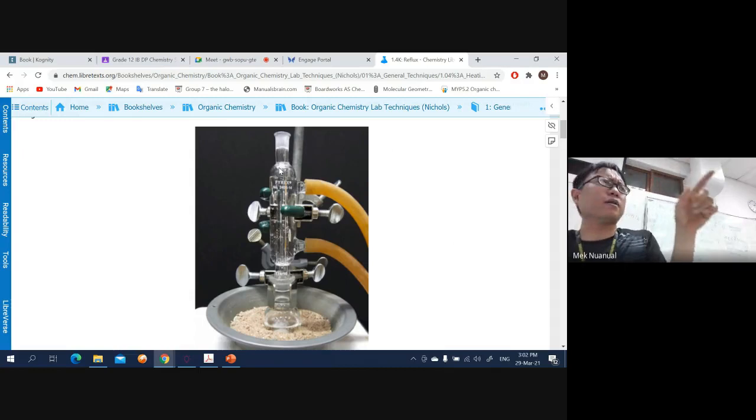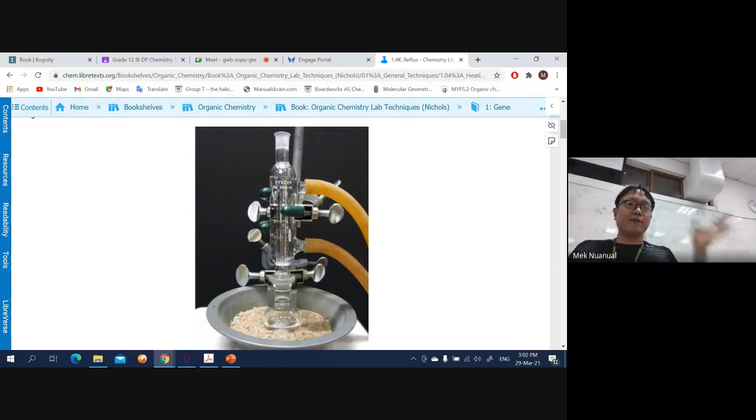Who did distillation in this lab, by the way? Nobody? I thought someone did distillation. No, that was grade 10, never mind. Okay. They were doing organic chemistry. Okay, so I had one student in grade 10 do this reflux.